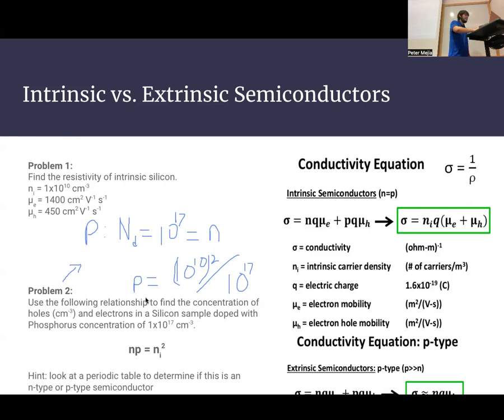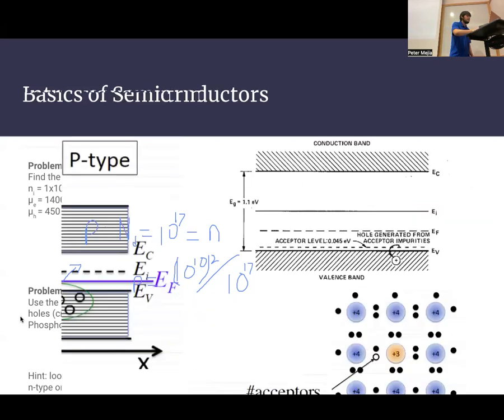Where is the 10 to the, it was 10 from the first question, the N sub i. So it's using this equation and rearranging it. It's that one at the bottom. So NP equals N sub I squared. And so we're basically solving for the number of holes and electrons, which, if you just know this first step, which is to set the number of donors, which is given, equal to N, which I showed in the previous slide.